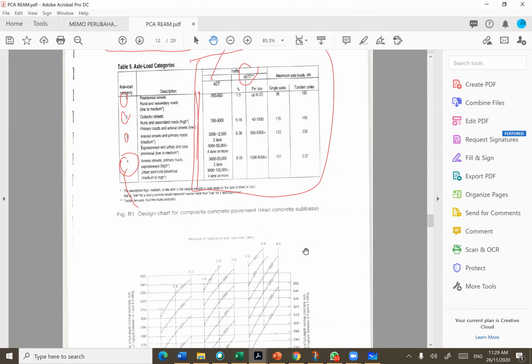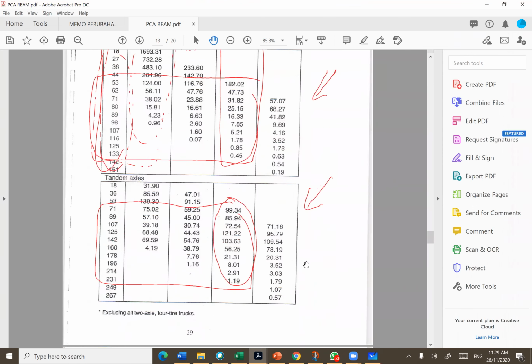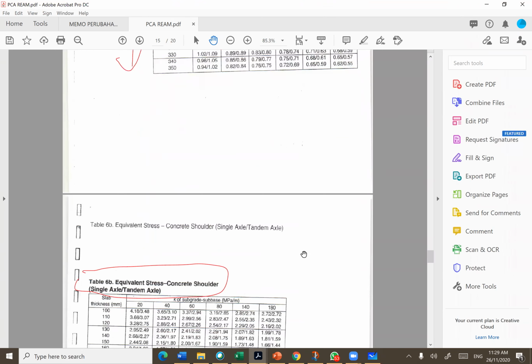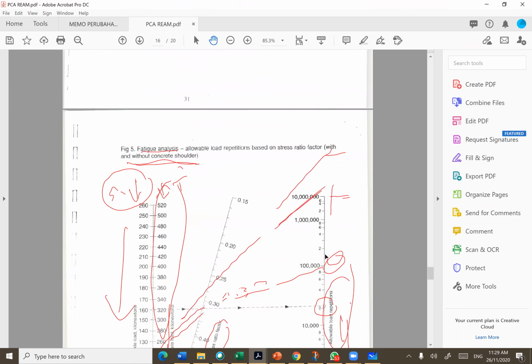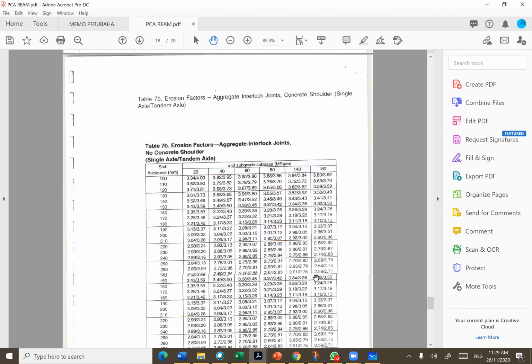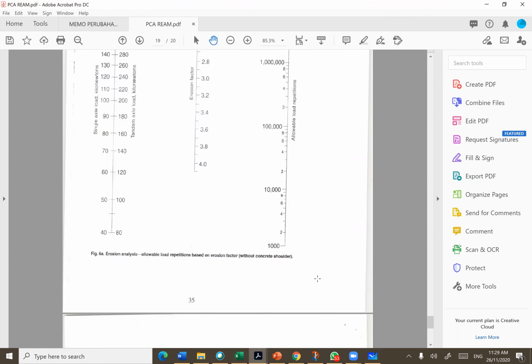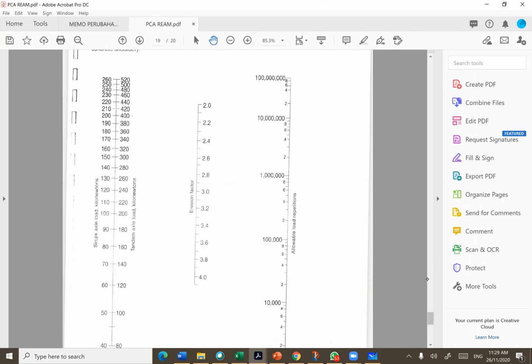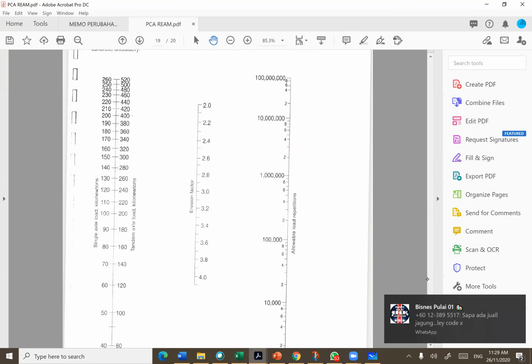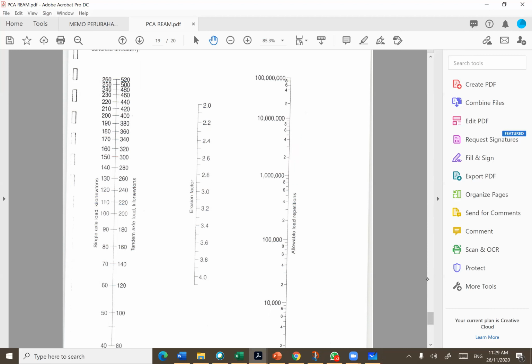Where is the erosion? This is fatigue, no. This is okay, erosion analysis, without concrete shoulder. So this is ours. Using the same way as I taught you earlier for fatigue analysis, you go to this one for single, and this is for tandem.